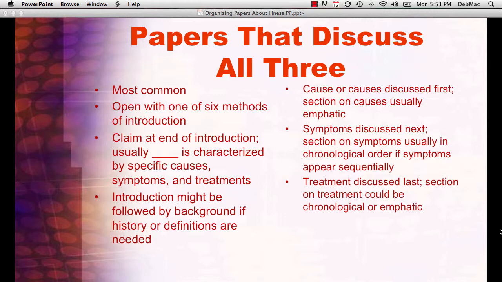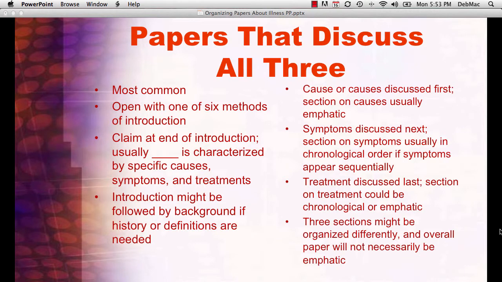For some illnesses, there's just one treatment. Okay? They give you a pill. For some illnesses, there might be a sequence of treatments that are attempted, and for some illnesses, there might be disagreement on which treatment is best. If it's a sequence, you use chronological. If there's a disagreement over which is best, you use emphatic. If you're only discussing one form of treatment, well, you just discuss that form of treatment.